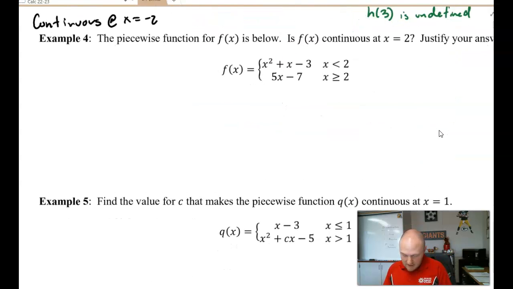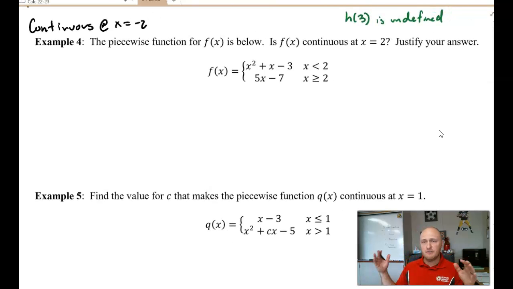Okay, here is example number 4. This should definitely be a practice problem. Go ahead, pause the video, try this one. Is f of x continuous at x equals 2? Justify your answer. Pause the video. We'll check it in a second. All right, welcome back. So for this one, again, is it continuous at 2? Well, again, I need to analyze what's happening at my cut point, which is 2.